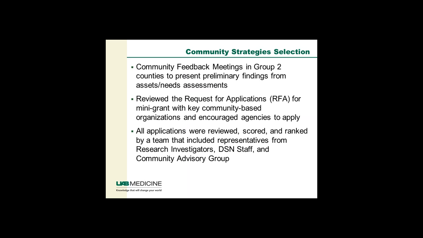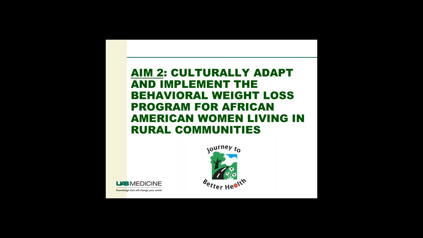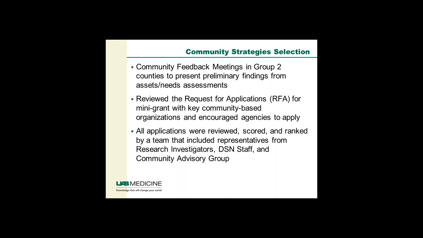So we had those feedback meetings. We gave them a request for application. I think it was maybe 3 pages long, not very detailed, where they said what they wanted to do. And then those applications were reviewed, scored, and ranked by our team members, which include investigators, staff, and a community advisory group. From there, I'll show you a little bit later on, but from there we then awarded. So we gave funds for them to do each of those activities for 2 years. They were funded for 2 years to do those activities.